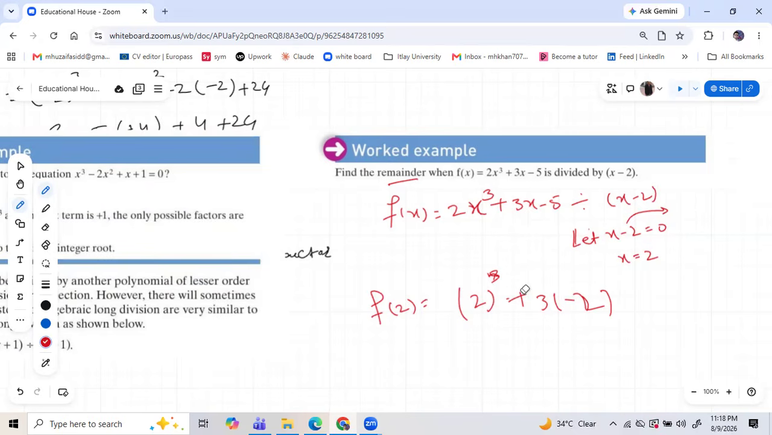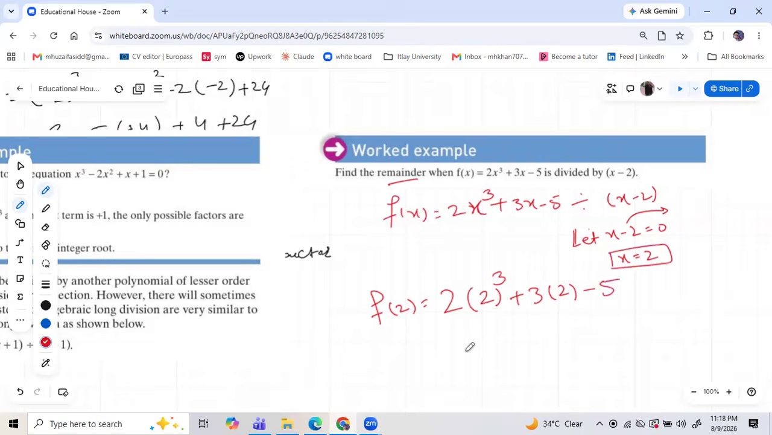Just a minute. Wait, I'm removing it. This is the same problem that relates to our exercise 3.2. So look at it here. This is 2 into 2 cube plus 3 into 2 minus 5. So this is the same as before. This is 2 into 2 power cube, this is 8, and this is plus 6 minus 5.